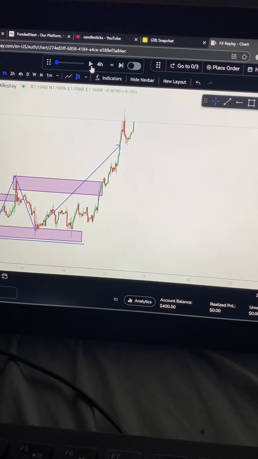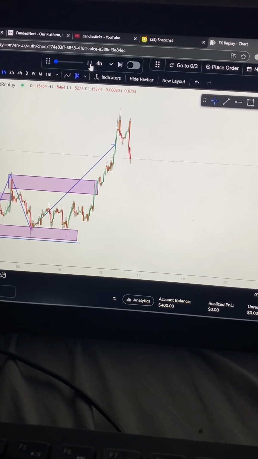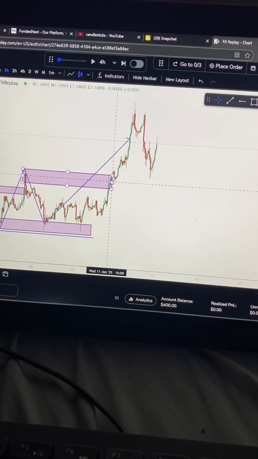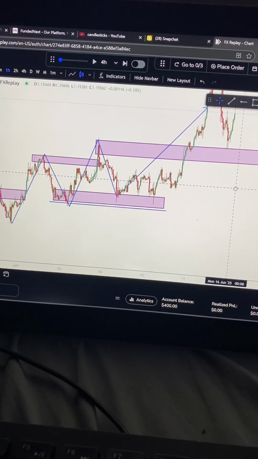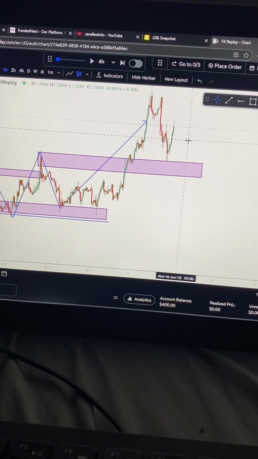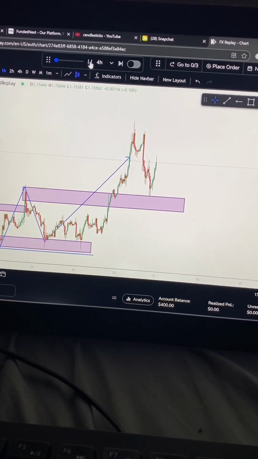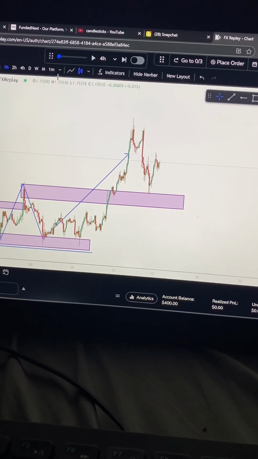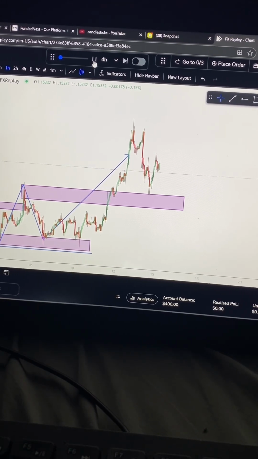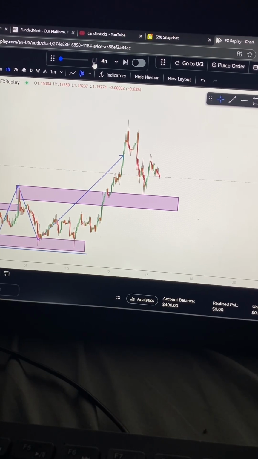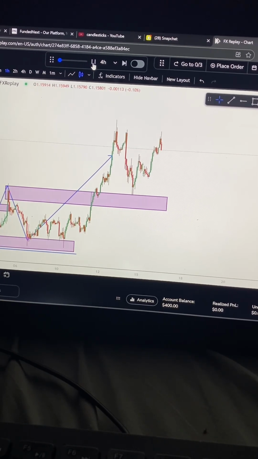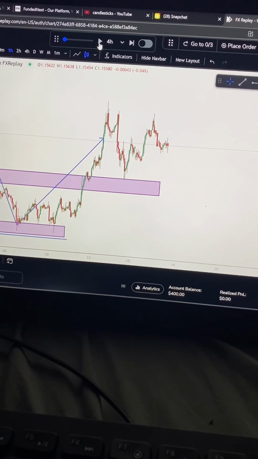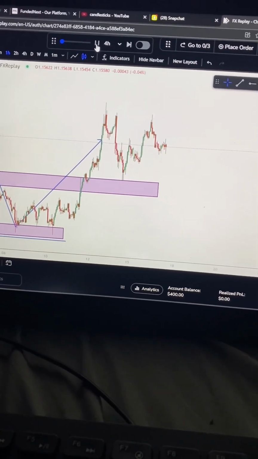Keep going. Okay. This would have been a great place to buy. This would have been a great place to buy. But let's wait and see. I want it to come back down. I want it to reach this level here. Let's keep going.